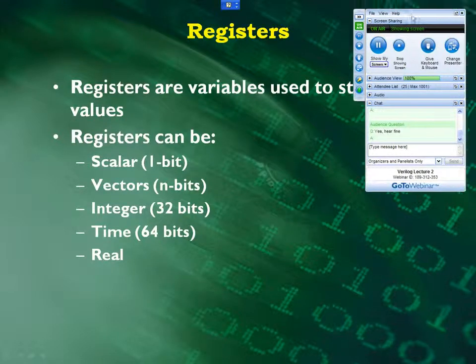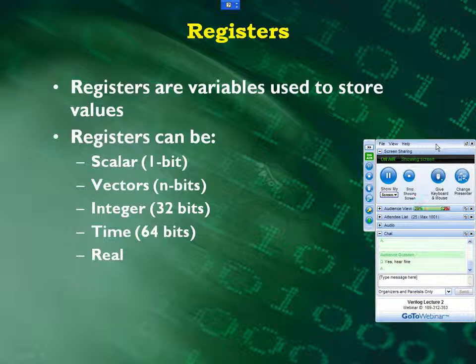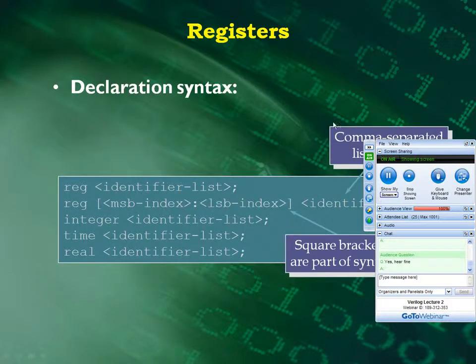So let me set my screen up here. Registers are variables that are used to store values. Registers can be scalar, which are 1 bit, or vectors, which are n bits, or integer, which are 32 bits, time, which are 64, or real.